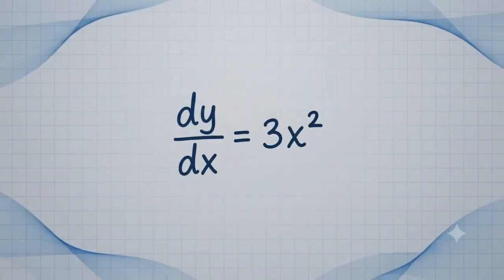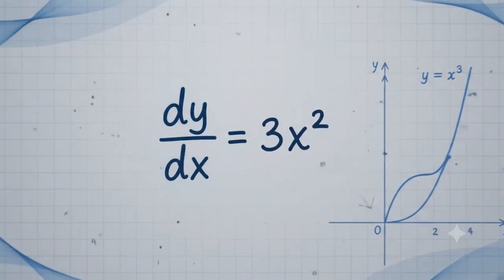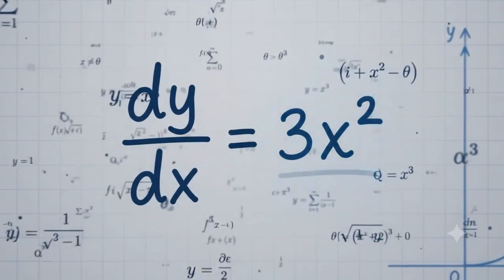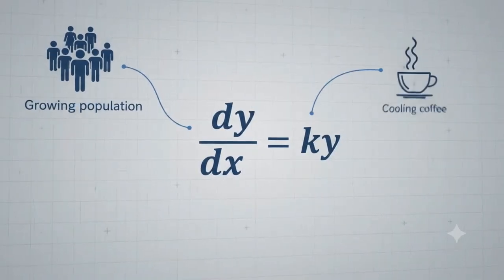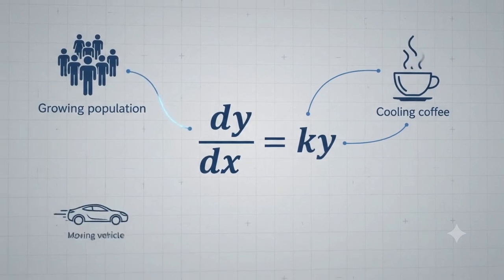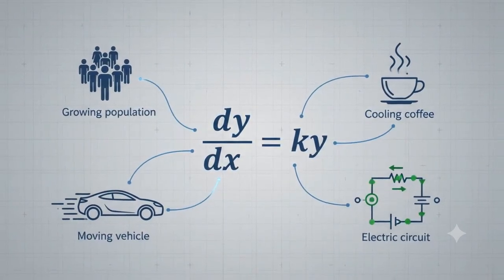Let's begin our lesson. This is a differential equation. It relates a function to its derivative, telling us that the rate of change equals 3x squared. Welcome to our lecture on differential equations. These equations model growing populations, they calculate the rate of cooling coffee, and describe moving vehicles, or even electric circuits.